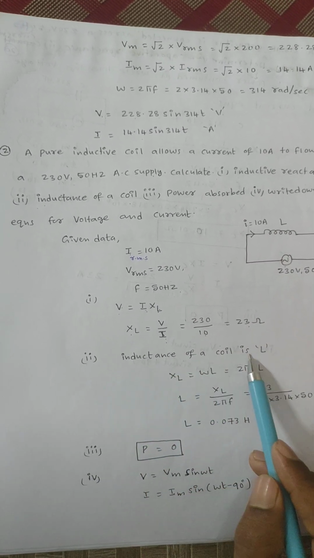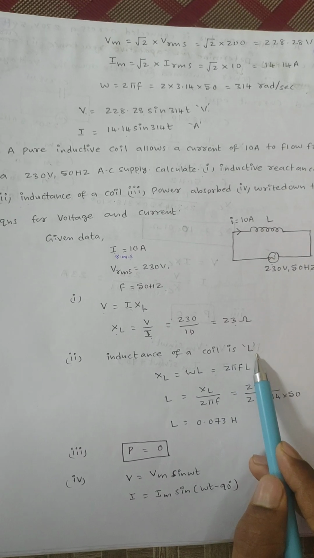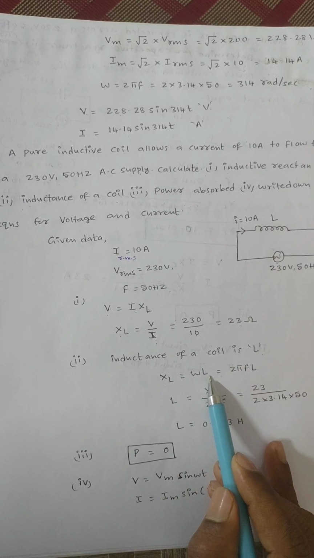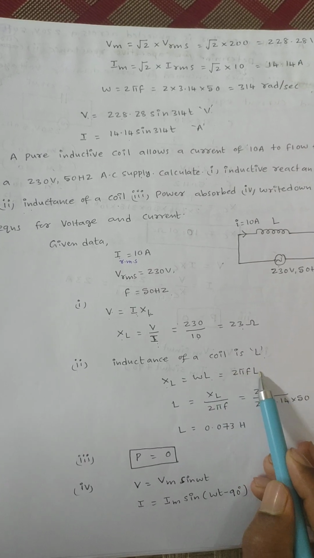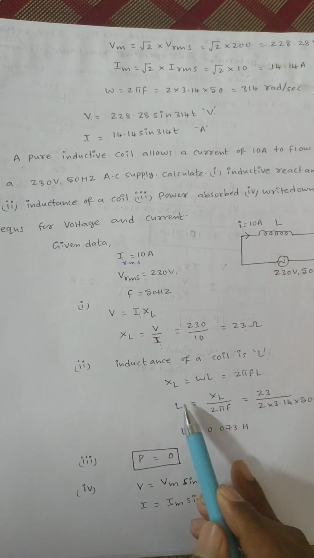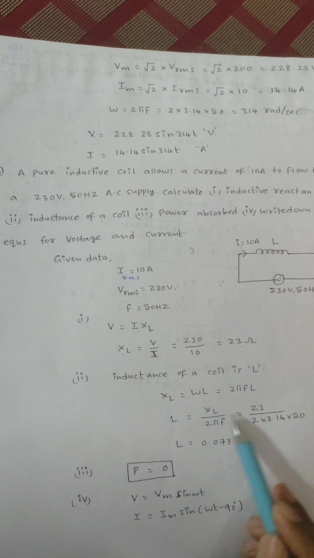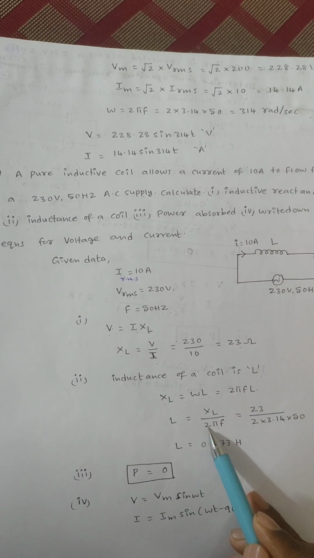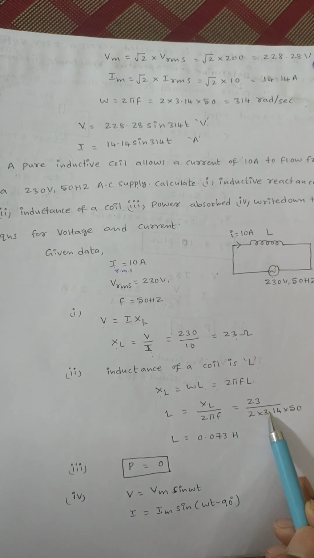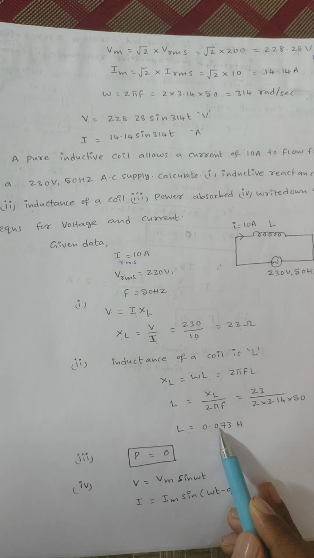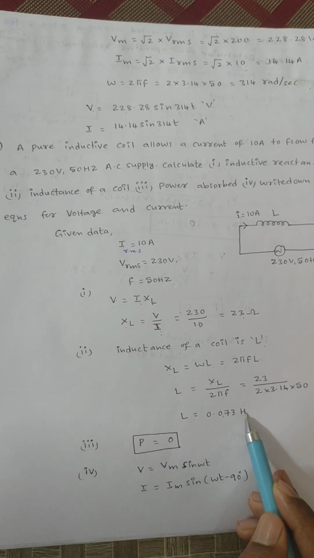Similarly, for the inductance of the coil, I need to use XL. Already we know the inductive reactance formula XL equals omega L, that is 2 pi F into L. From this equation L equals XL by 2 pi F. The XL value is 23. 2 pi F is 2 into 3.14 into the frequency 50 Hz. If I solve this equation, the L value will be 0.073 Henry.